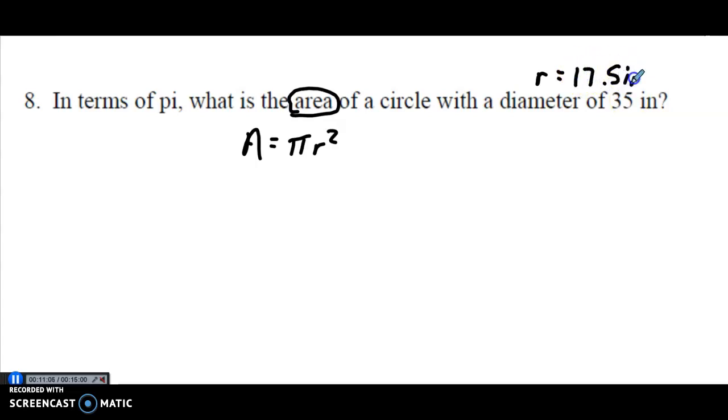Half of 35 is 17.5 inches. But what's different about this problem, and what's new, is the question says in terms of pi. In advanced levels of math, we don't plug in 3.14 for pi because 3.14 is an approximation. It's not the full value of pi. So whenever you see in terms of pi, that means keep it as a symbol.